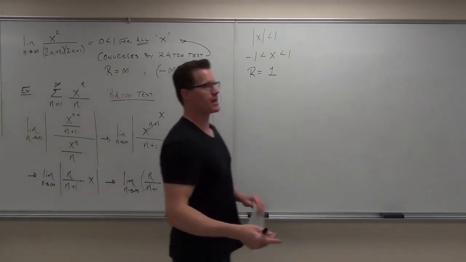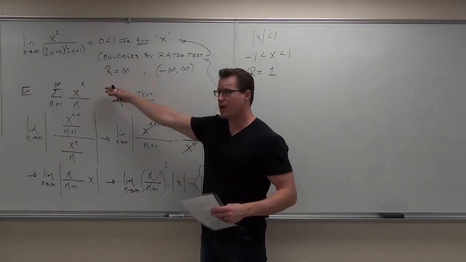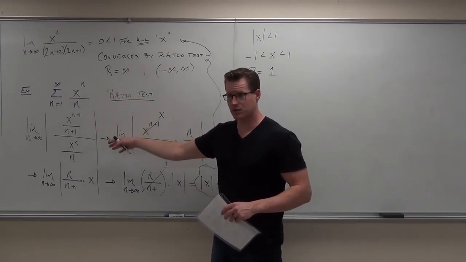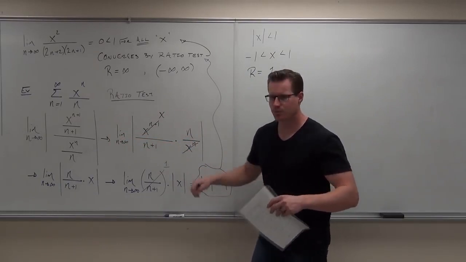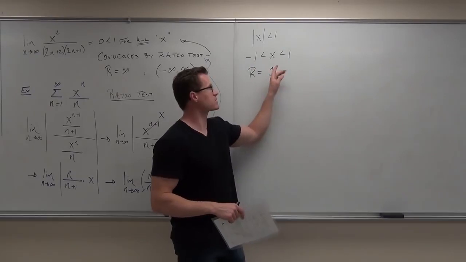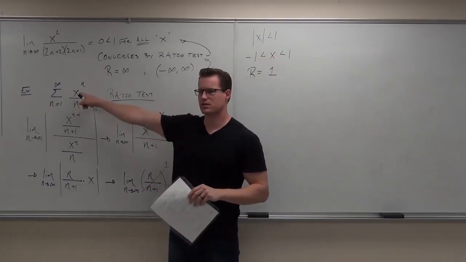So far what we know is that our power series represents a function, no problem. We've used our ratio test to say that this power series is going to converge when the absolute value of x is less than 1 for sure. So basically, when x is between -1 and 1, that's the radius. By the way, what's the center? What's the center of this? 0. The origin.